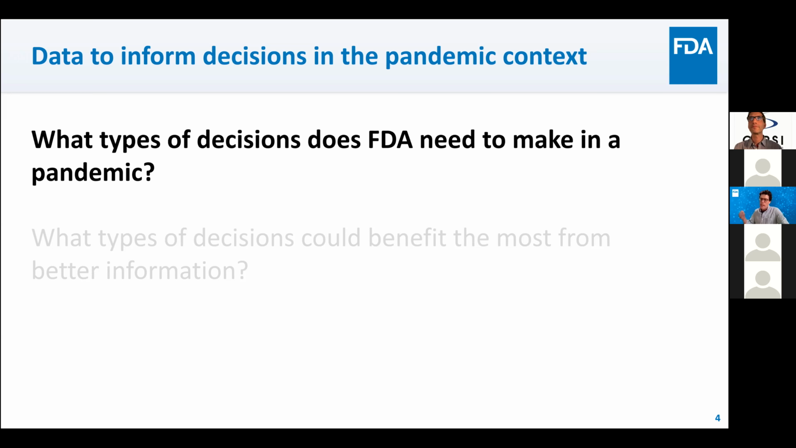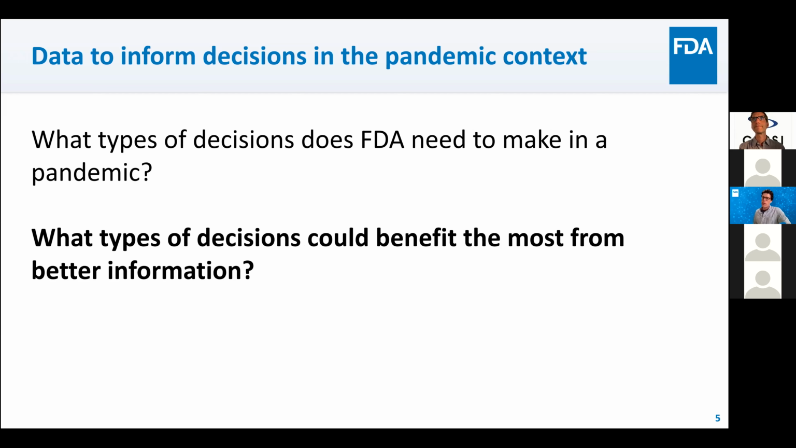I think the most common type of decision that we think about in the larger community are the regulatory decisions. FDA is a regulatory agency. We make regulatory decisions, including decisions on issuing an emergency use authorization for a drug to treat COVID-19 or a diagnostic or a vaccine for COVID-19. But there are many other decisions that FDA makes, including operational decisions, how to prioritize its work, that when you're thinking about the rapidly evolving pandemic are in many respects as important sometimes as the regulatory decisions. And then obviously it's important to think about what types of decisions could benefit the most from better information.